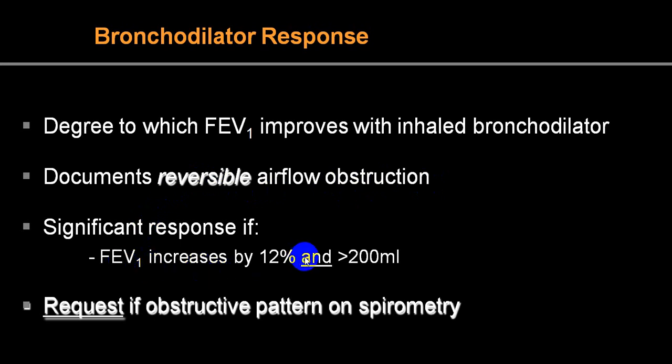by 12%, or peak flow rate improves by more than 200 ml. If FEV1 improves by more than 200 ml, then it is in favor of a reversible obstructive element, that is bronchial asthma. So you have to request: if there is an obstructive pattern on spirometry, you will say please do a bronchodilator response test.